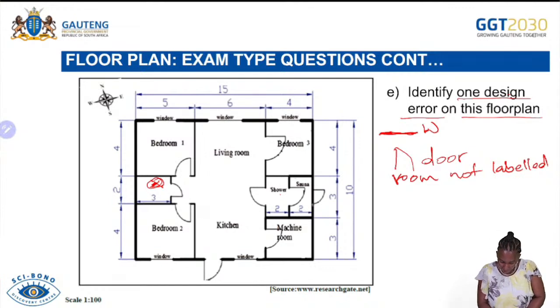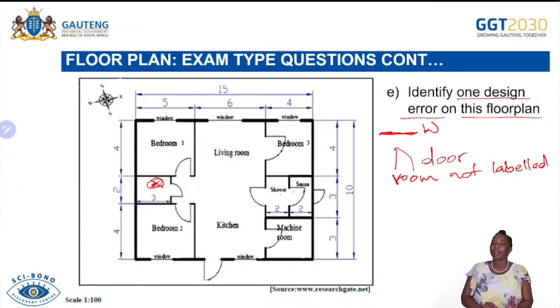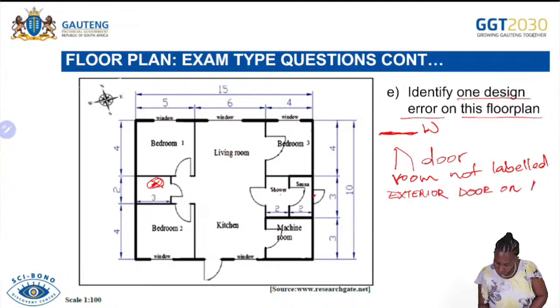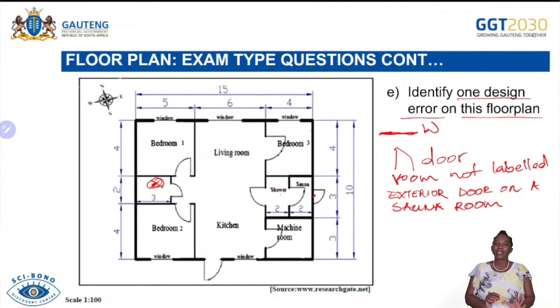And then we go again. When you look at this, it's a sauna. Remember, a sauna is more like a bathtub area. So now, here we have an exterior door. As you can see here, we have an exterior door to the sauna. So now we say: exterior door on a sauna room. Because if you're there, that's your special place.